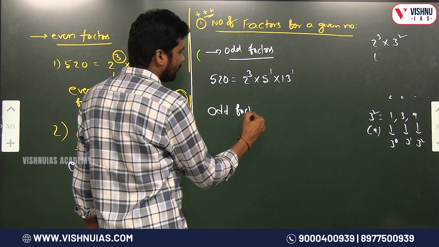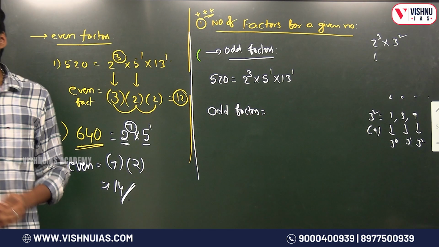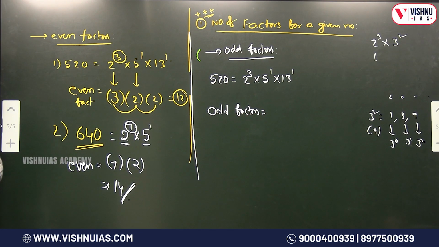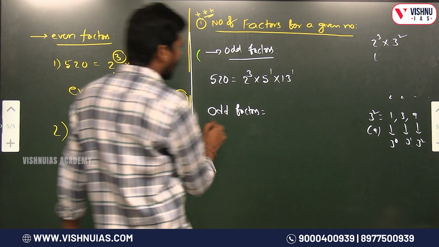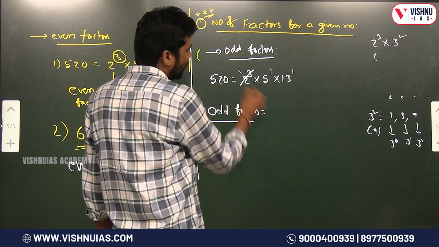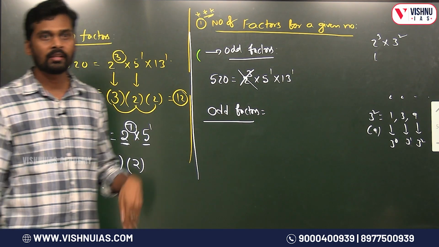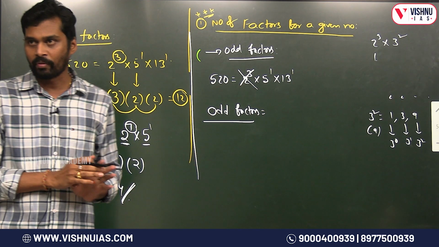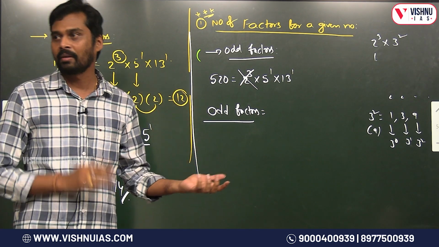Odd factors mean, an odd number will be obtained only when you multiply odd numbers any number of times. In the complete product, even if you have one even number, the final product would be an even number only. So that's why, when we want to get an odd number, the numbers must be odd numbers only. Okay. So when you are finding out the odd factors, don't take the 2 power. So you just remove the 2 power, and for the rest of the prime numbers add plus 1.